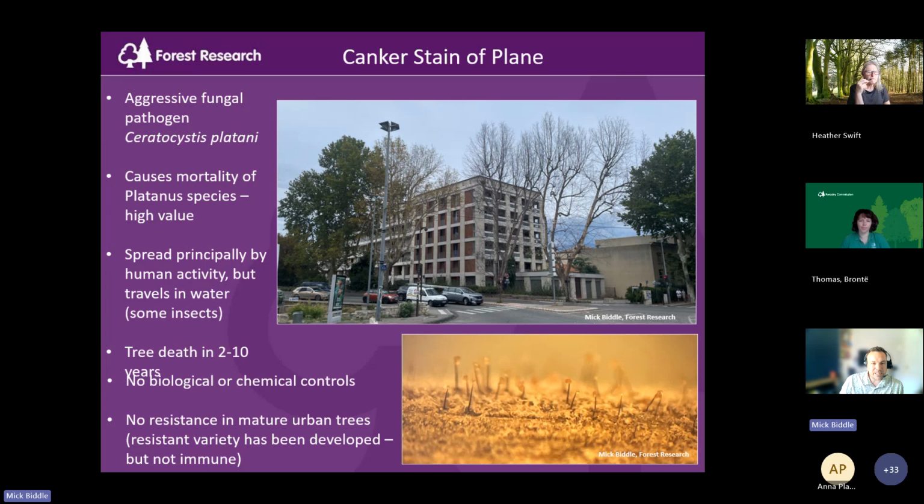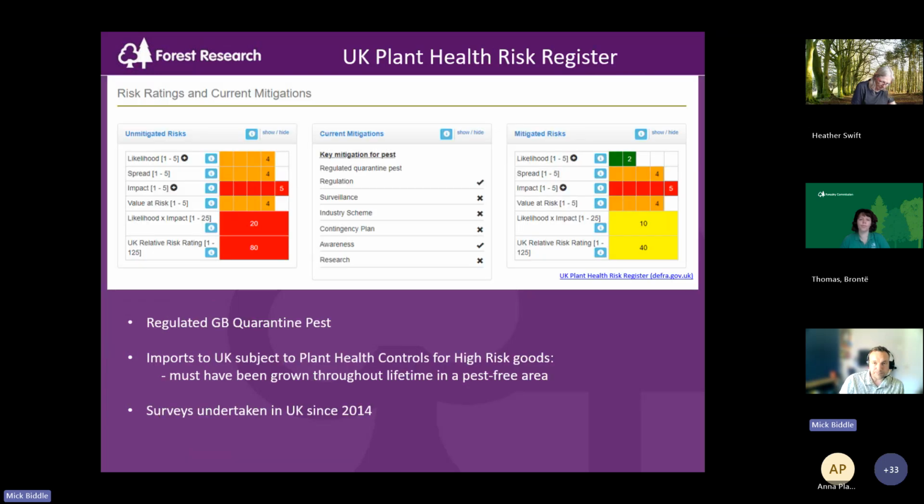This disease can cause death of trees in as little as 2 years, commonly a little bit longer than that for mature trees, but it's an out and out tree killer. And there are no biological or chemical controls available. There's no resistance because all of the plane trees, the London plane trees particularly, are clonal, and the genetic diversity of them is not great. Therefore, there's no known resistance in mature trees. There is a resistant variety which has been developed, but it's not completely immune. I'll come on to talk about that later.